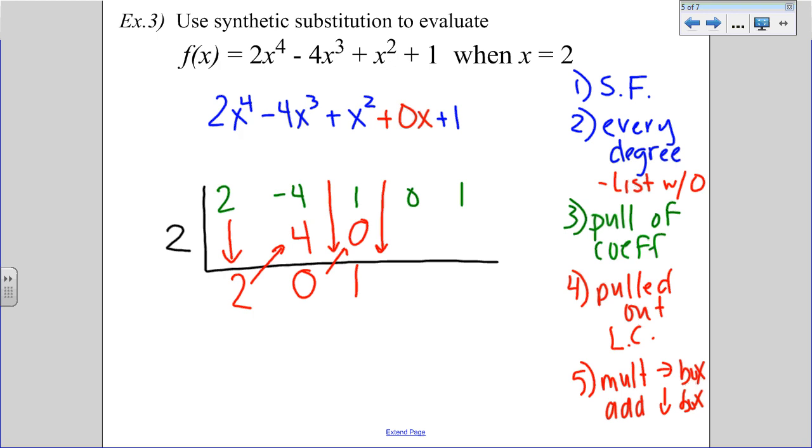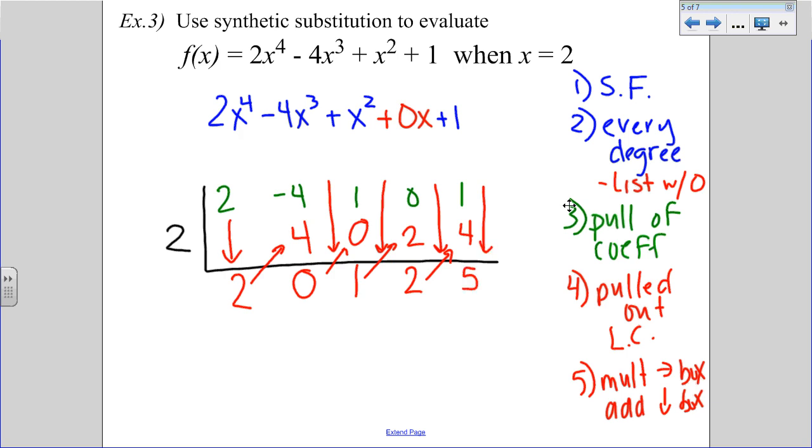We're adding. Remember, inside the box you add, outside of the box you multiply. 2 times 1 is 2. We multiplied and brought it inside the box. We add those together and get 2. 2 times 2 is 4. That goes in the box, and 1 plus 4 is 5.